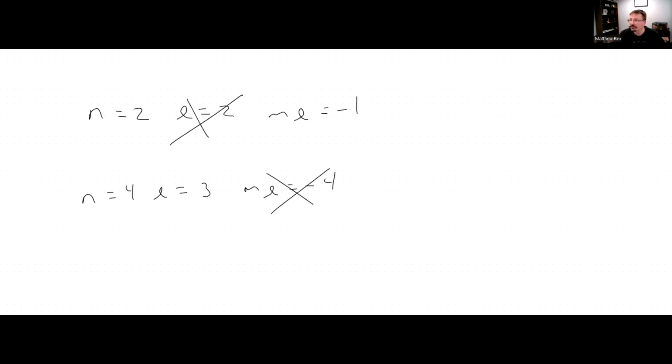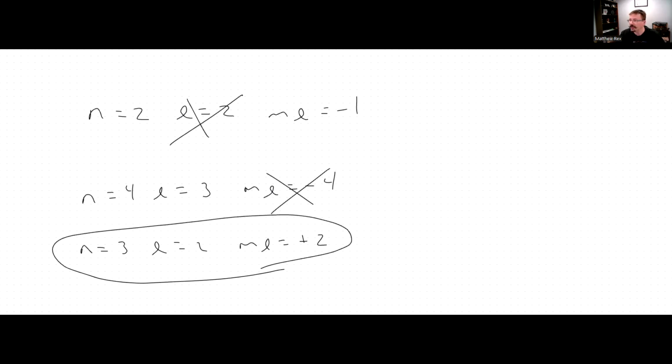N equals 3, L equals 2, M sub L equals plus 2. Yep, n is 3, so L could be 0, 1, or 2. That's good. M sub L could be anywhere from negative 2 to plus 2, and it is. So that's our answer choice there. And the other one was n equals 2, L equals 2, M sub L equals 0. Again, because n is 2, L could be 0 or 1. Couldn't be 2. That one's out.